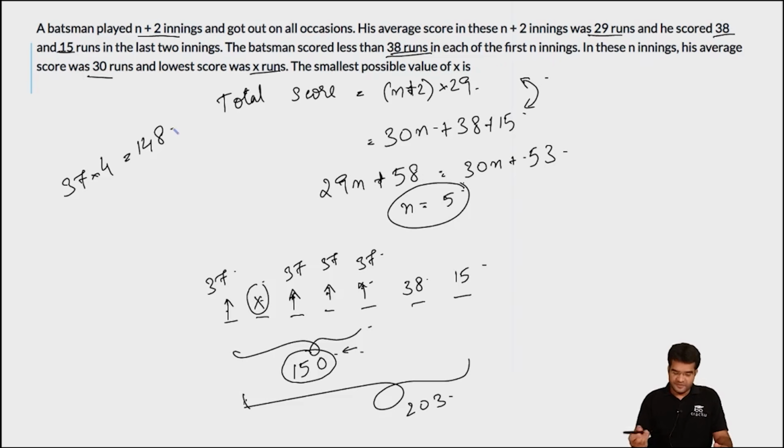So the minimum possible value of x is 150 minus 148, which is equal to 2. So the minimum possible value of x is 2.